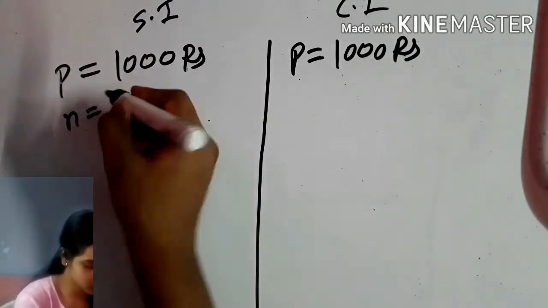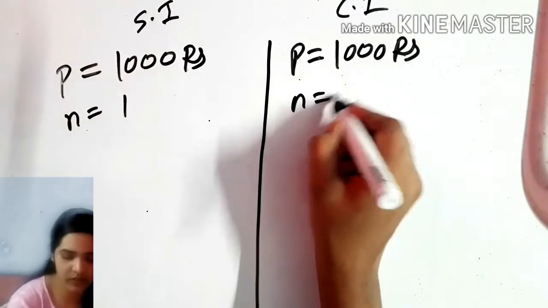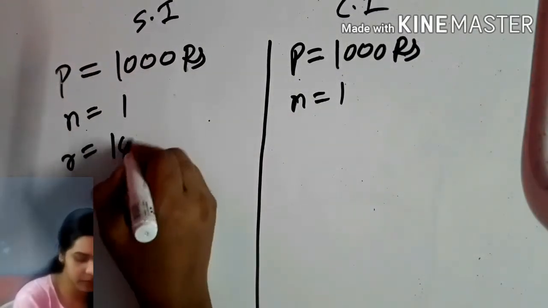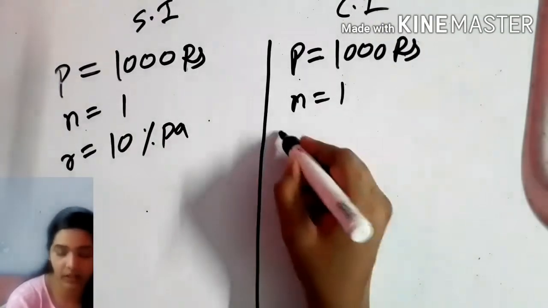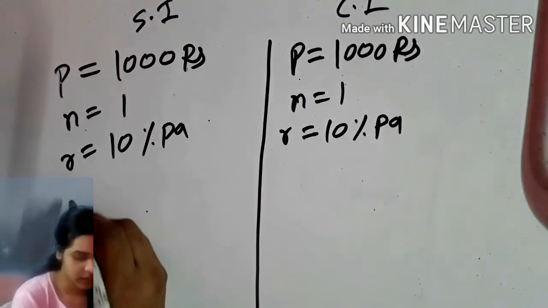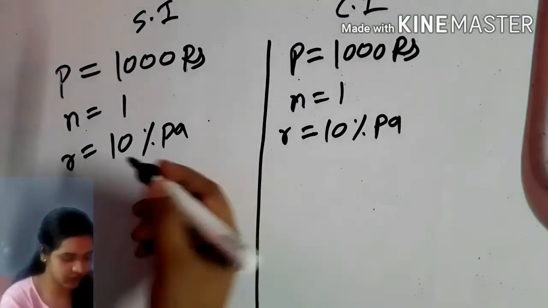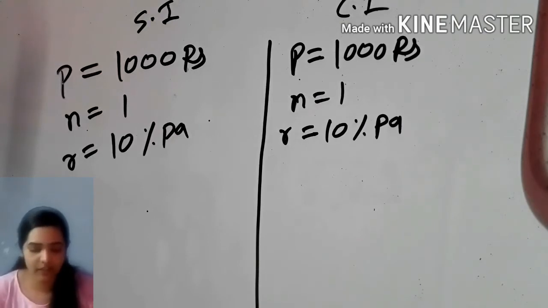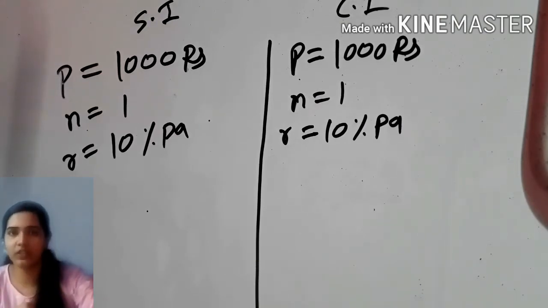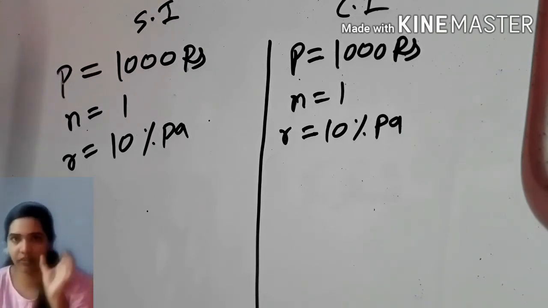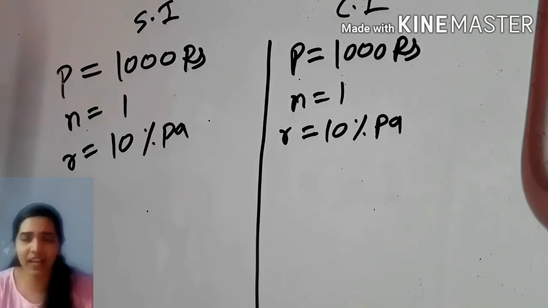So N is equal to 1 year. First year we are going to see how it's working, and R, let's say 10% per annum. We'll calculate the amount, what amount we are getting in SI and what amount we are getting in CI, meaning the amount at the end we are going to receive. That will give us a great idea to see SI and CI. First year it will be the same. Let's see how it comes the same.